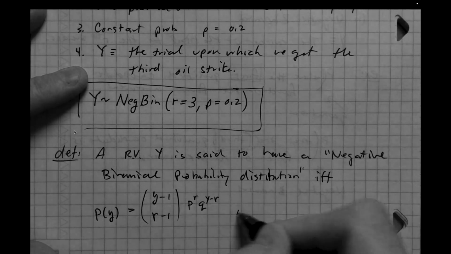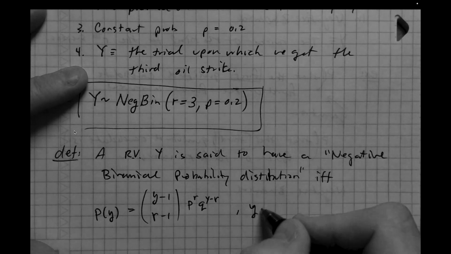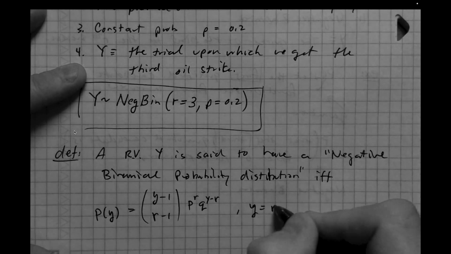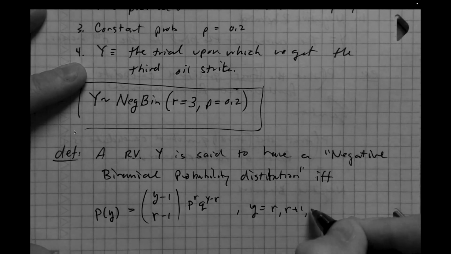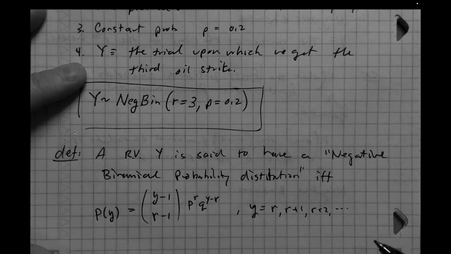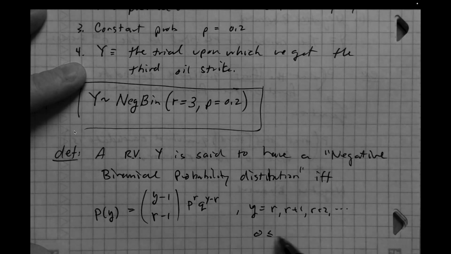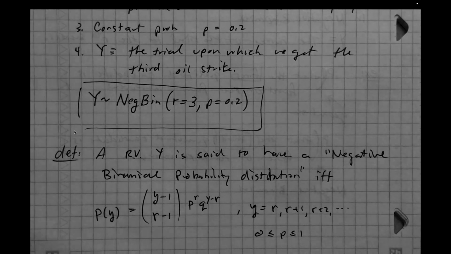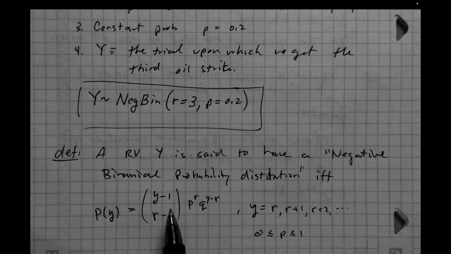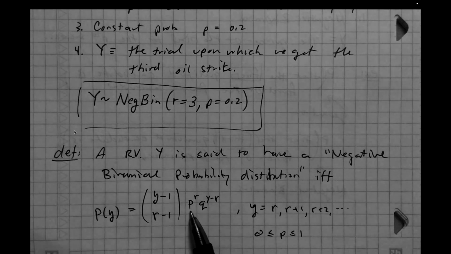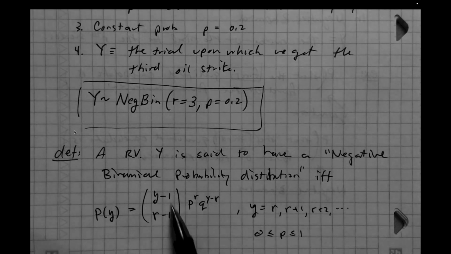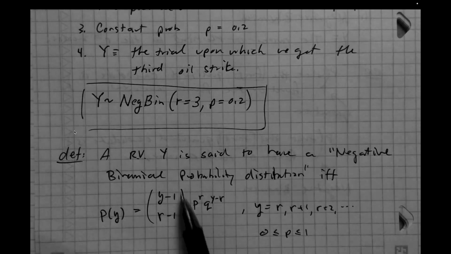Okay, and this is going to be true for all values of y that are equal to at least r, and then r plus 1, r plus 2, and so on. And then, of course, 0 less than or equal to p less than or equal to 1. Okay, and so this looks an awful lot like the binomial distribution. We just have different parameters in here. But this is obviously your probability of success. This is your probability of failure. These are the number of desired outcomes.